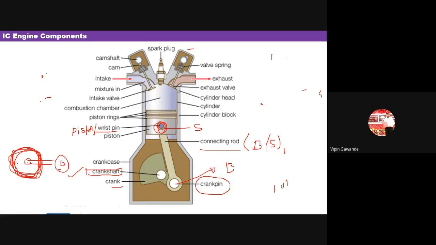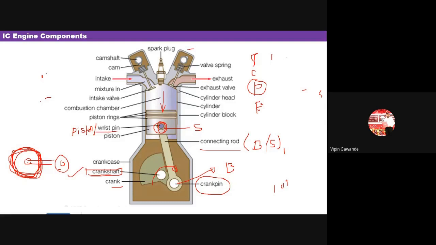Why is this crankshaft rotating? Because of the reciprocating movement of the piston. The piston moves upward and downward during the suction stroke, compression stroke, power stroke, and exhaust stroke. When the piston completes these four strokes, during the power stroke the force is applied on the piston, and because of that we get the rotation. So we get rotation in only one stroke, and because of that we get the power or the rotation on the crankshaft.